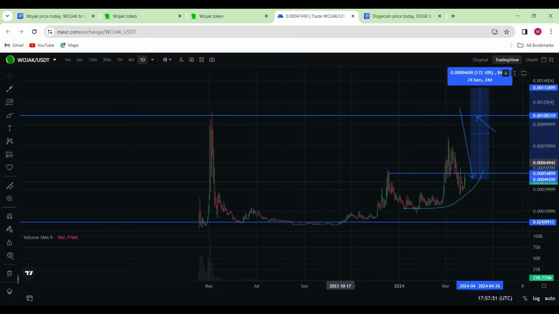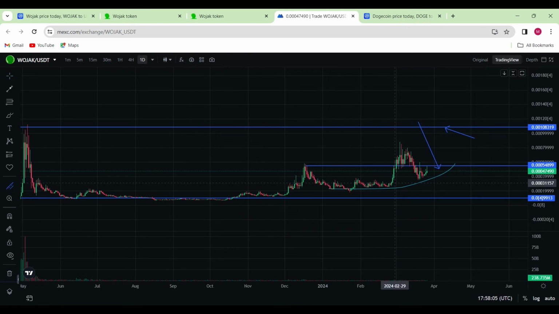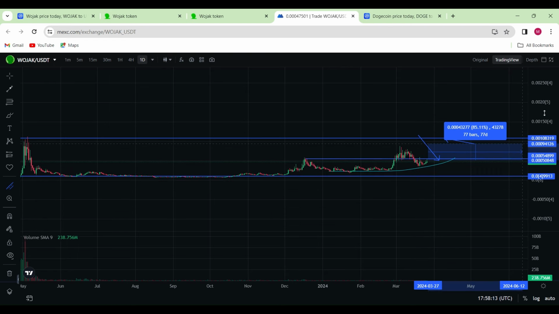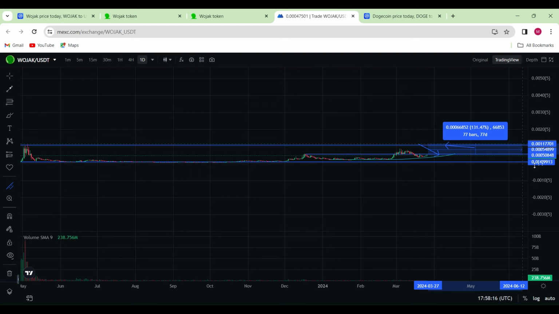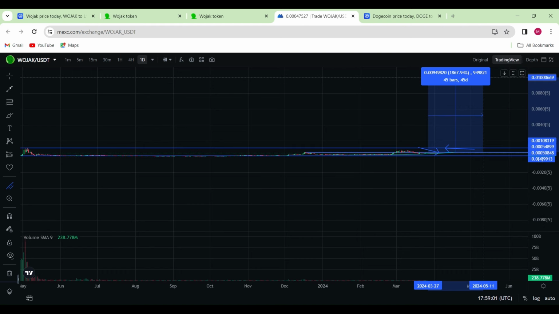So in this video, we're going to be playing around to see how much in percentage gains we would get if we do even 5 cents from here. So we're going to bring out the measuring tool and measure from the current price. If we go all the way up to that 5 cent mark, that will give us 894, that's almost 10x. If you get up to 1 cent, that is a 1,867% move to the upside. That's like 18x from the current price.